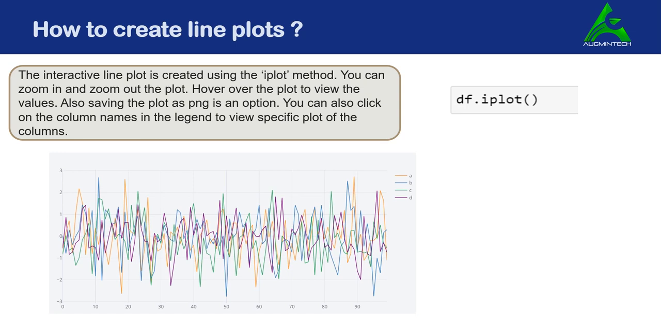This is how an iplot looks like. So here we see we have columns A, B, C, D. When we actually work in a Jupyter notebook, if we click on or hover over some columns, it would show me the lines of only those columns. Also, we can zoom in and zoom out, and we can click on points in order to see the values.